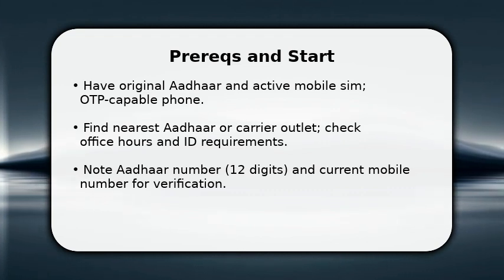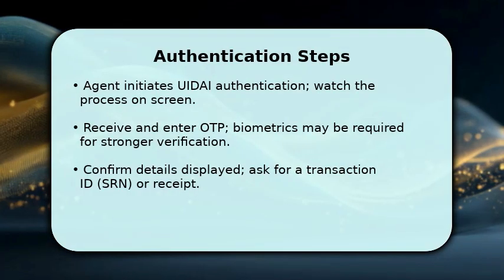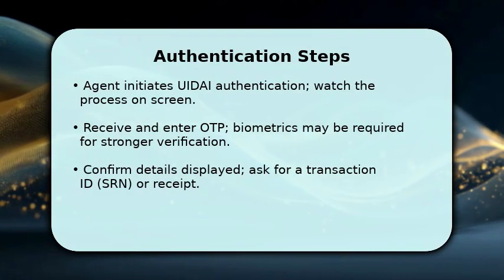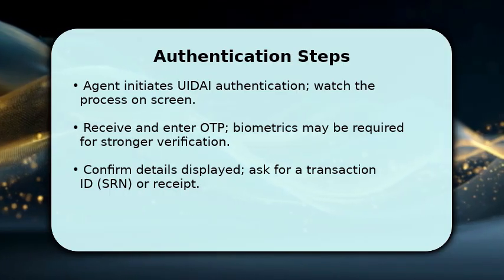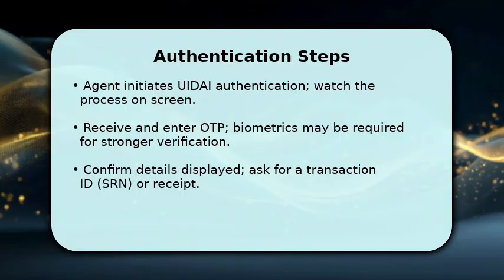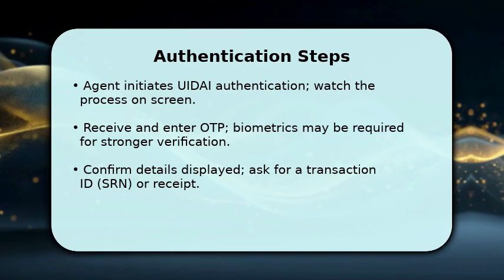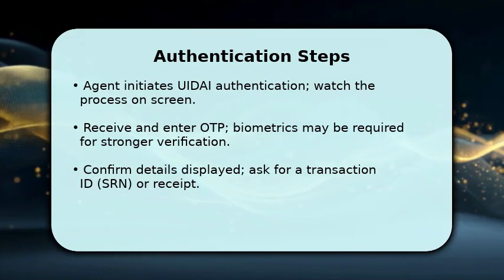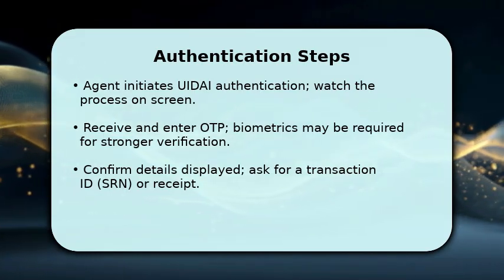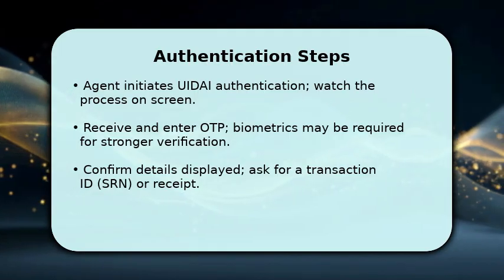Once the agent starts the UID authentication, you will receive a one-time password on the mobile number you provided. You must enter that OTP promptly when prompted, and sometimes the process requests fingerprint or iris verification for stronger validation. Pay attention to the details shown on the agent's terminal, name, and last 4 digits of Aadhaar.